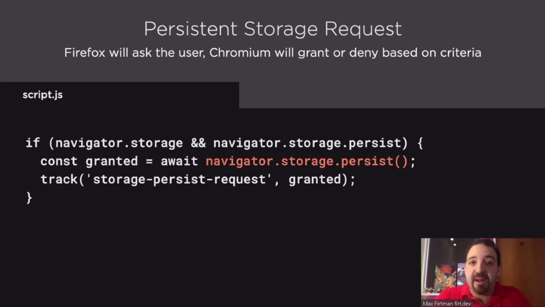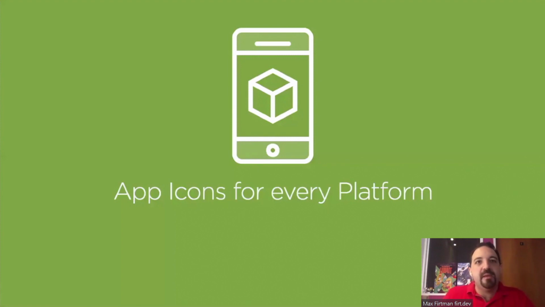And Chromium-based browsers will grant you persistence if the user has installed the PWA. So if the user has installed the PWA with a shortcut or with an icon or with a WebAPK, then the browser will say, okay, I think that the user actually wants to persist the data. So we will grant this PWA that power, okay? So that's one tip.